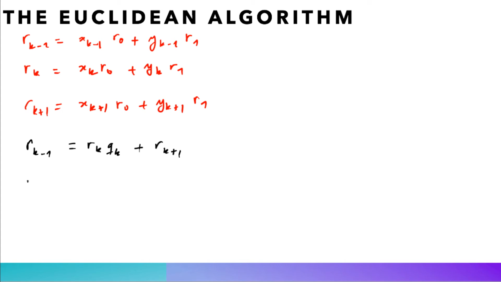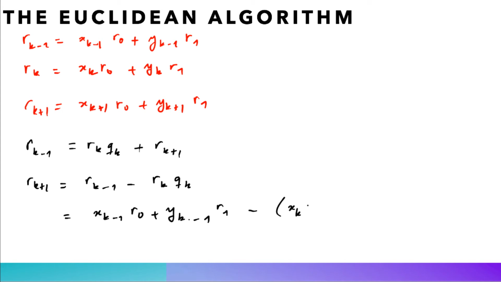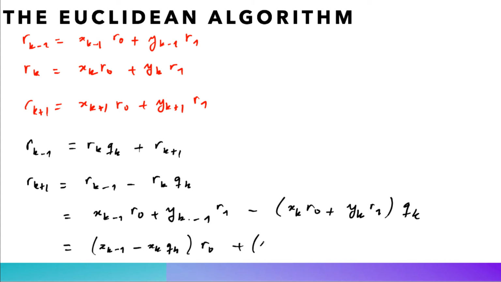From here we see that Rk plus 1 is equal to Rk minus 1 minus Rk times Qk, and now we replace Rk minus 1 by xk minus 1 R0 plus yk minus 1 R1, and Rk with the relation xk R0 plus yk R1, which gives that we have here minus (xk R0 plus yk R1) all times Qk. And if you do further simplifications, one gets that Rk plus 1 is equal to (xk minus 1 minus xk Qk) all times R0 plus (yk minus 1 minus yk Qk) all times R1.